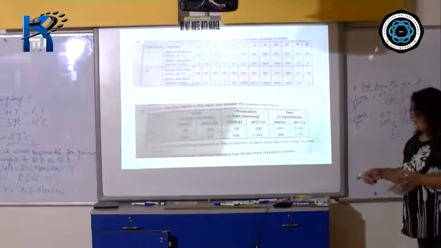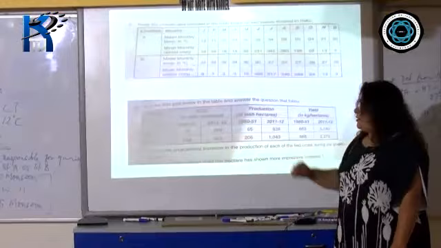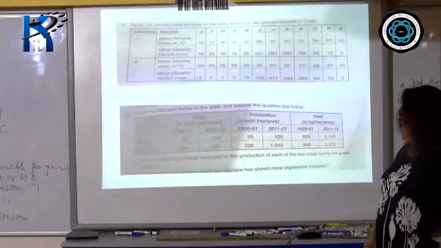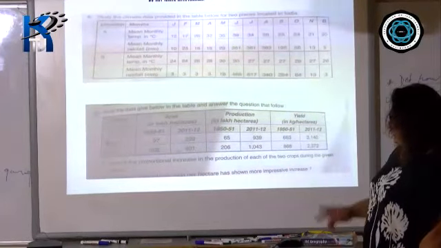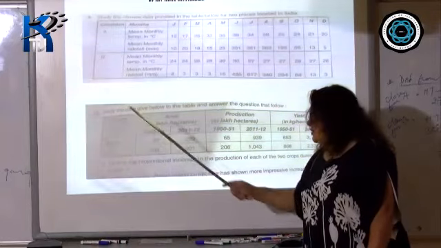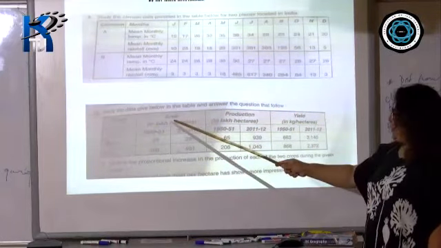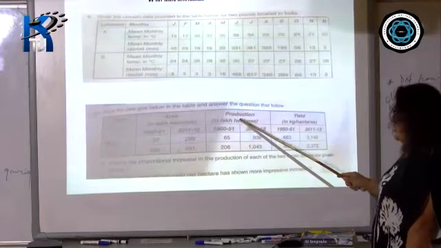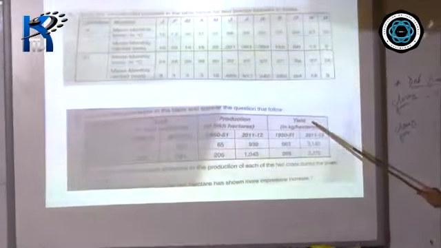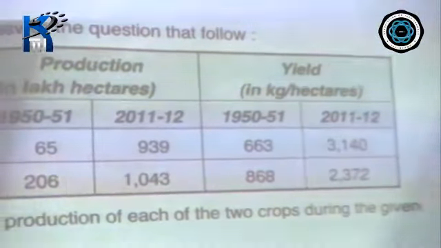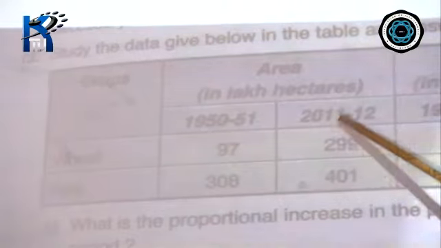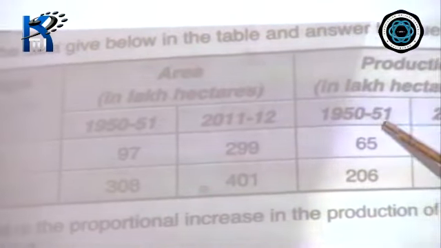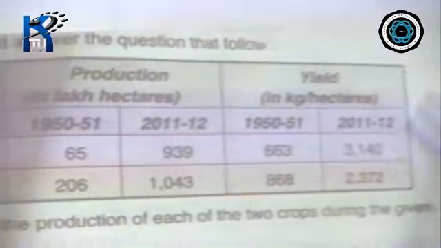Okay, and the next one is from the agriculture chapter. Sometimes a question like this will be given: study the data given below in the table and answer the following questions. There are two crops, one is wheat and the other one is rice. In the first column they have shown you the area in lakh hectares. Next they have shown you the production, and in the other column the yield. For each crop they have shown two years, 1950-51 and 2011-12.